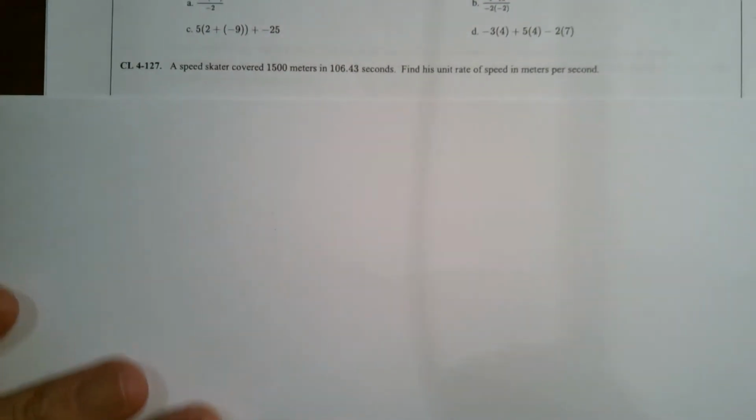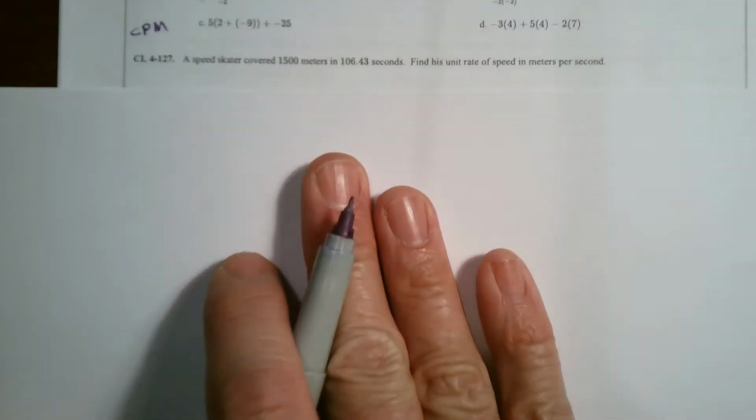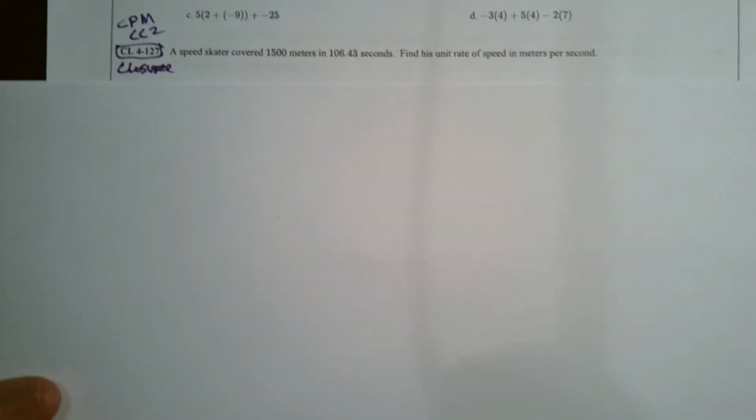We are looking at a problem that has to do with unit rate and converting a ratio to a unit rate based on given values. This is a CPM question from CPM CC2, that's course 2, and it's our closure section. Closure 4-27. So I'll read it and we'll go from there.